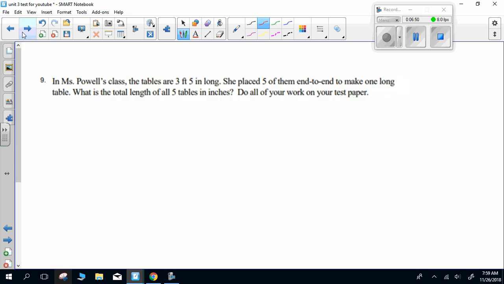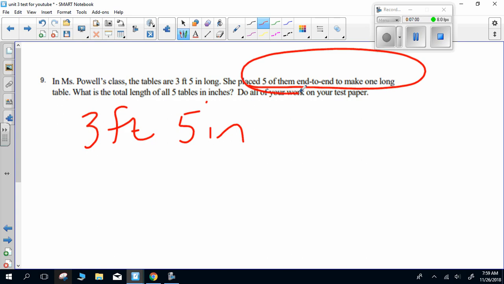Okay, next one. In Mrs. Powell's class, the tables are 3 feet 5 inches long. She placed 5 of them end to end. So I want to know the total length of 5 tables in inches.